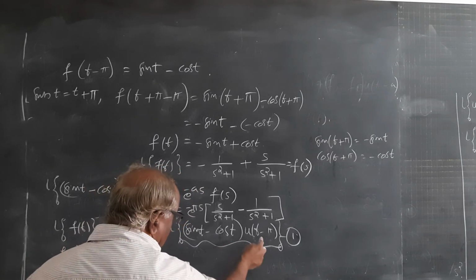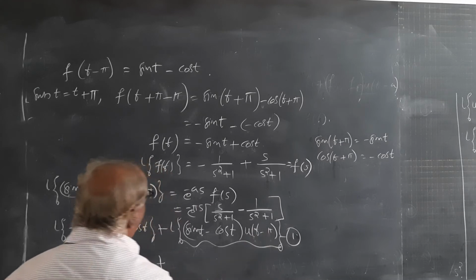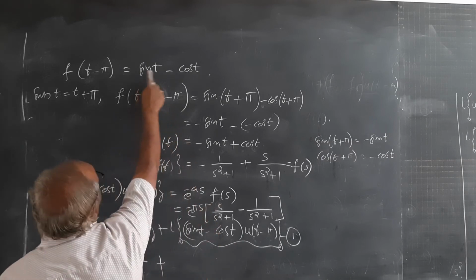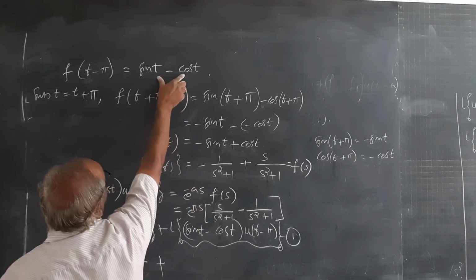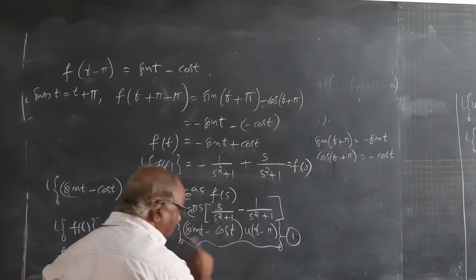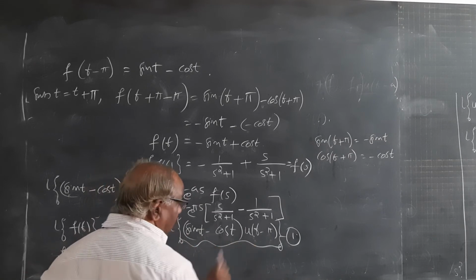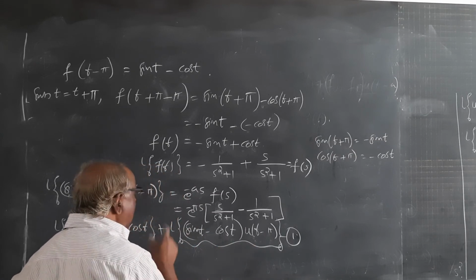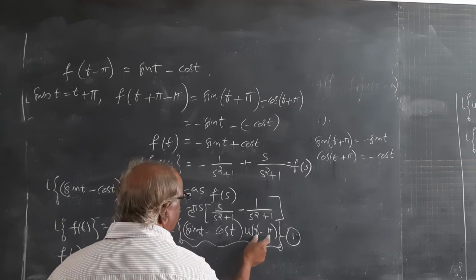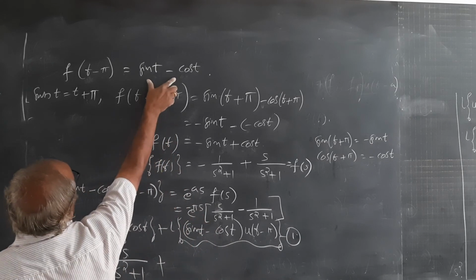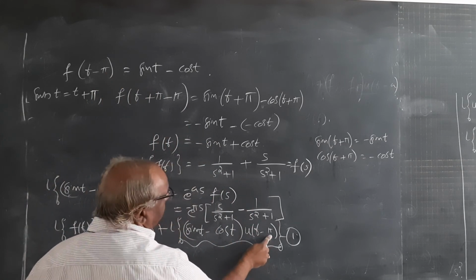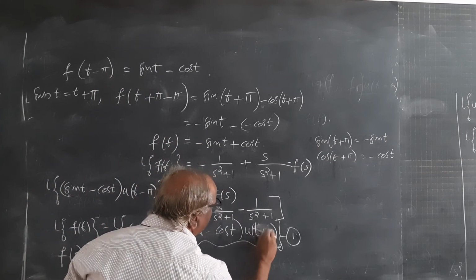For that, what did I do? Observe here, t minus pi is there. Therefore, the expression behind u of t minus pi, that is sin t minus cos t, is treated as f of t minus pi. Because I had to find this, observe the important point, I am using the second property. What is the second property? Here u of t minus pi is there. Therefore, sin t minus cos t should be treated as f of t minus pi because of u of t minus pi.